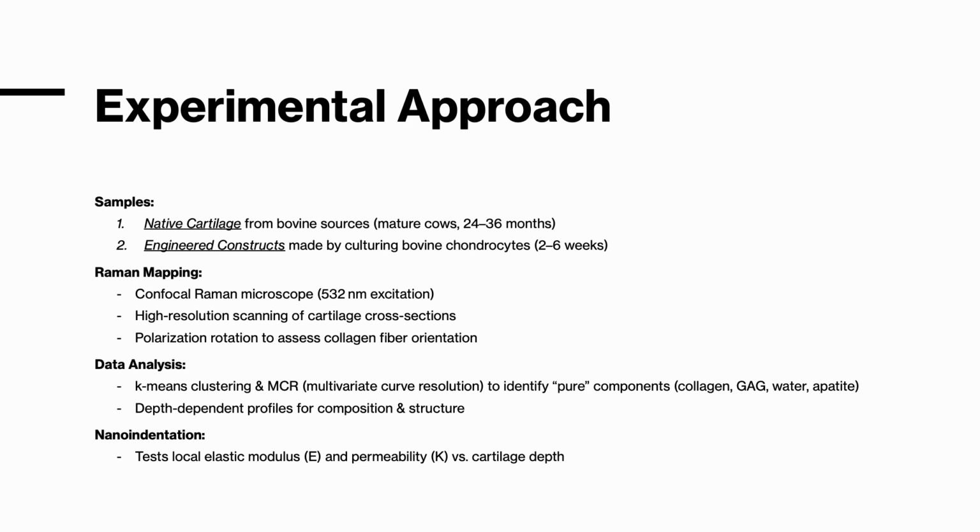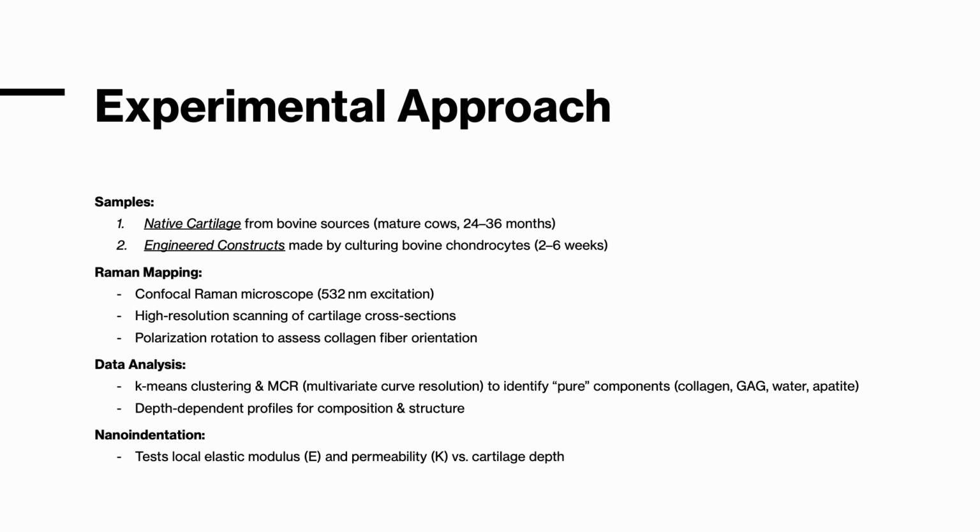To address these questions, they collected two main categories of samples. First, they took full-depth osteochondral plugs from adult bovine joints, removing slices that span from the articular surface down to the calcified cartilage boundary. Second, they created scaffold-free cartilage constructs by culturing bovine chondrocytes for 2, 4, or 6 weeks, allowing the cells to deposit their own extracellular matrix.